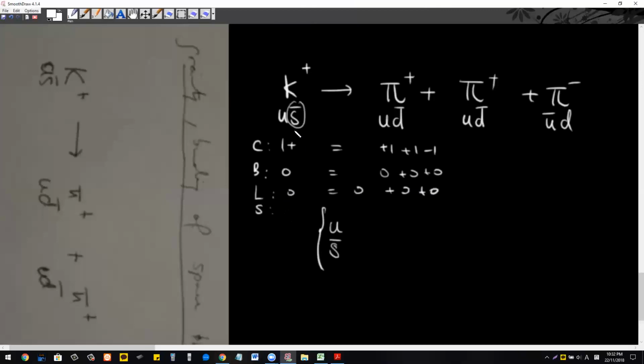Well, I think for strangeness, for the anti-strange it is positive 1. And for this, there's no strange here, right? No, it's a 0. So I don't think it's possible. Can I see the answer? All right, I'll send you the answer right now.